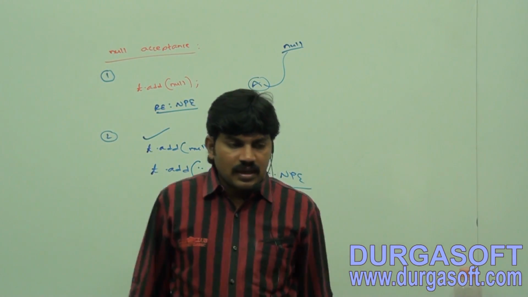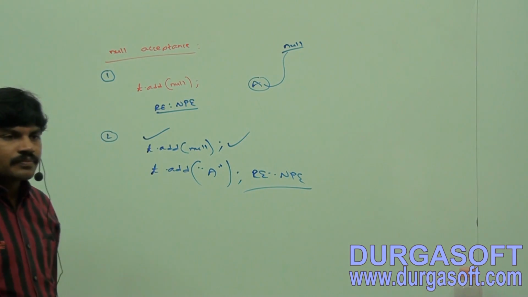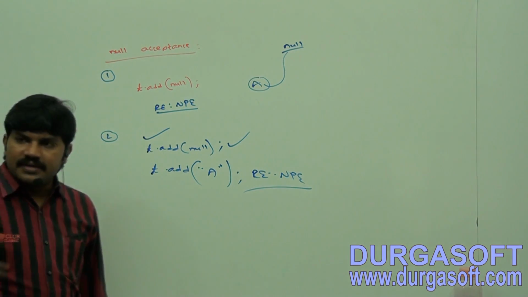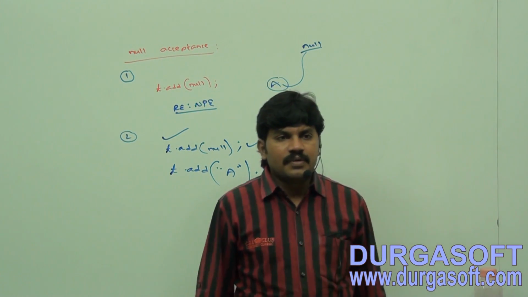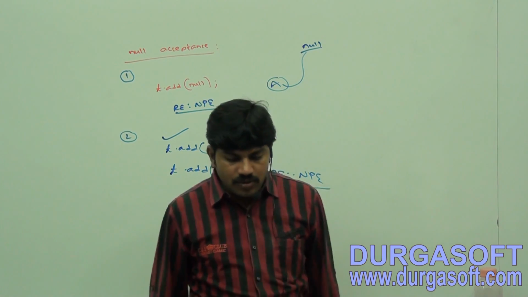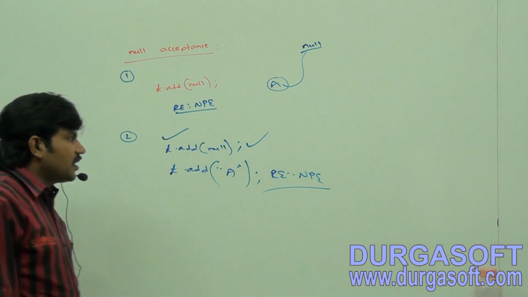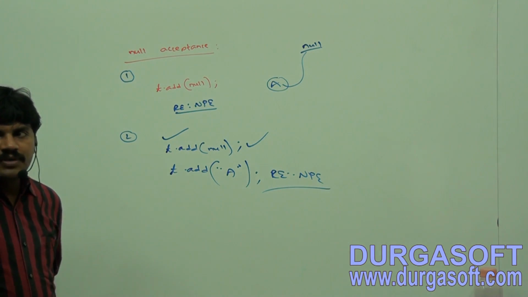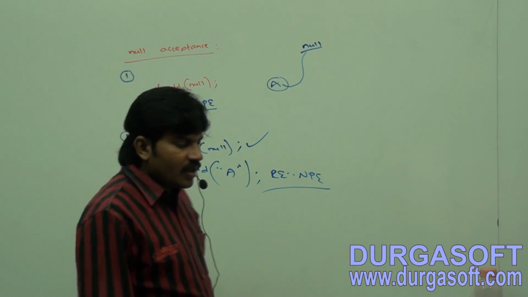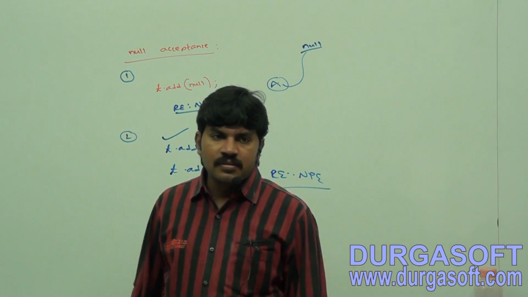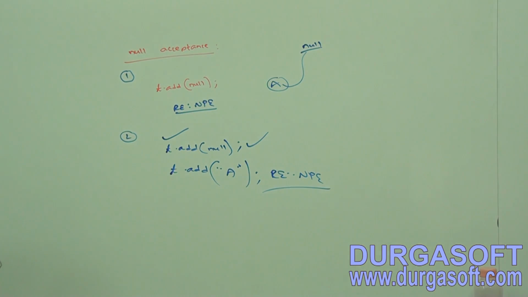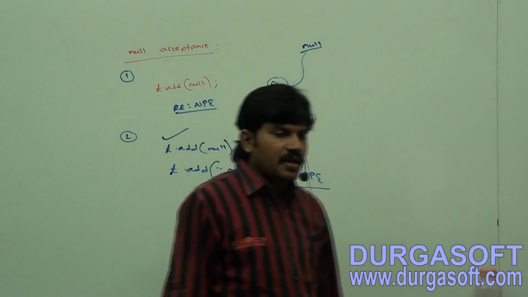Okay, add null acceptance under the first rule. For a non-empty TreeSet, if we are trying to insert null, then we will get NullPointerException.